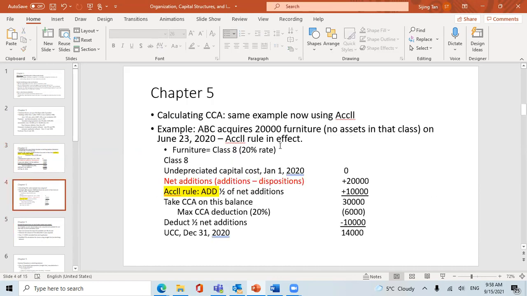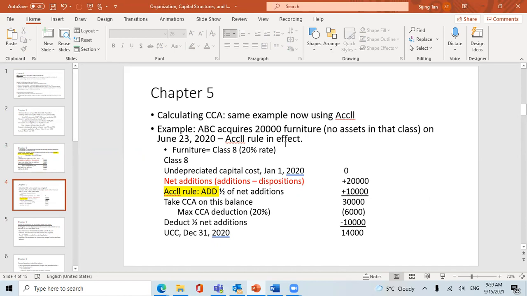Next example, this will be the same example we used for this accelerated investment incentive method. So the same example, acquired 20,000 furniture, but there are no assets in that class. This is the only class 8 asset on June 23rd, 2020, this year. So this accelerated investment incentive rule is in effect, right? Because it's after November 21st, 2018.